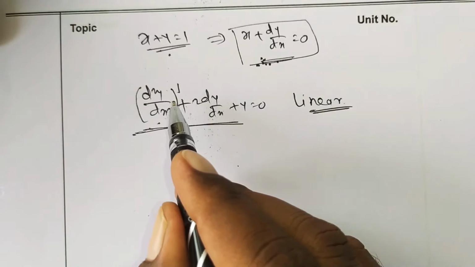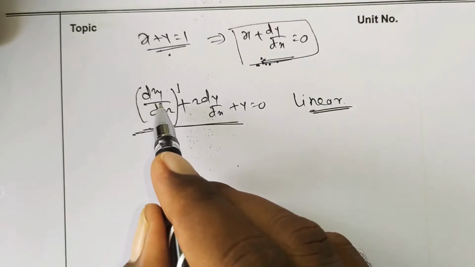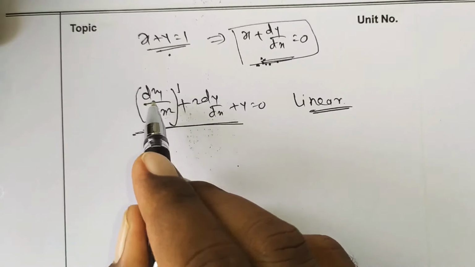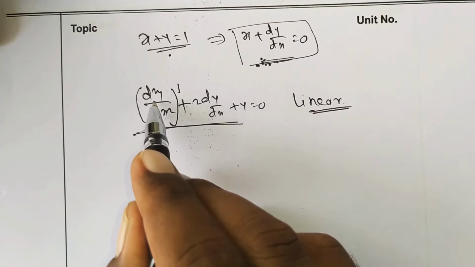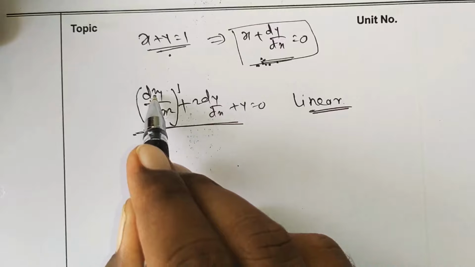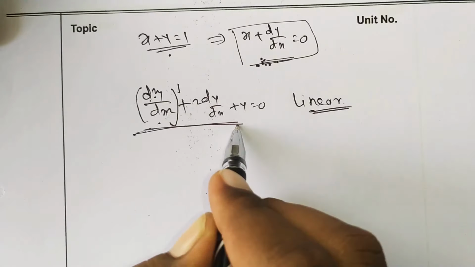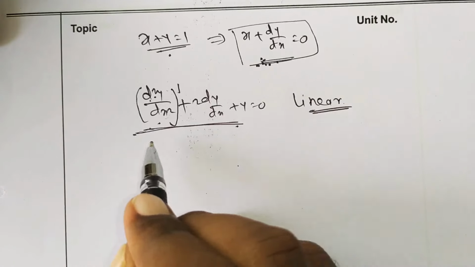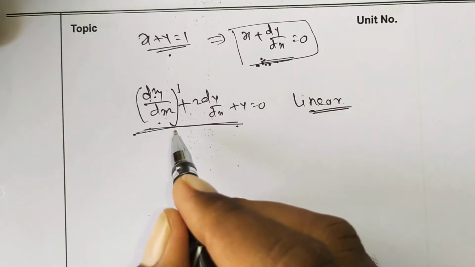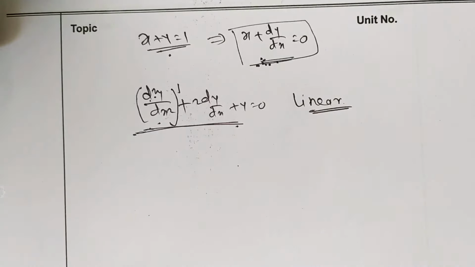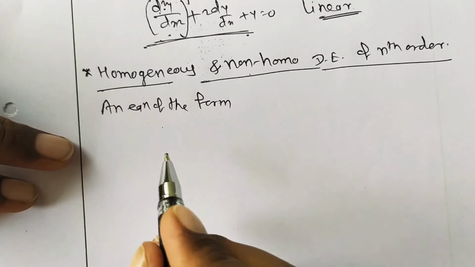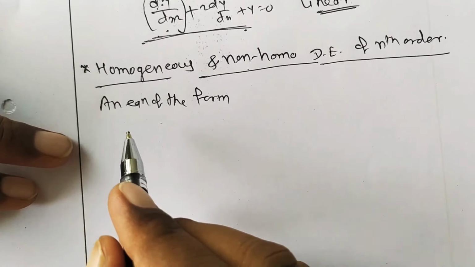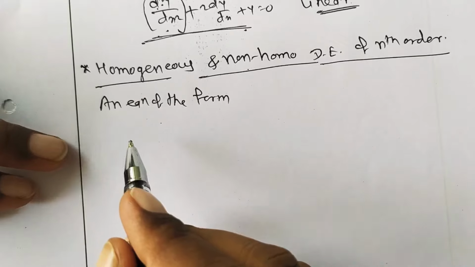And how we find order of differential equation? That is the order of highest derivative that appears in the equation. So order of highest derivative is here 2. So order of this differential equation is also 2. All our problems are on linear differential equation. So linear means degree 1. So our syllabus contents are homogeneous and non-homogeneous differential equation of nth order.